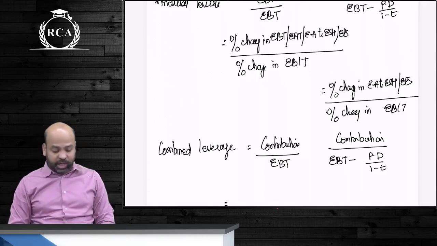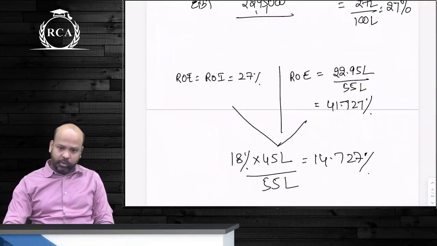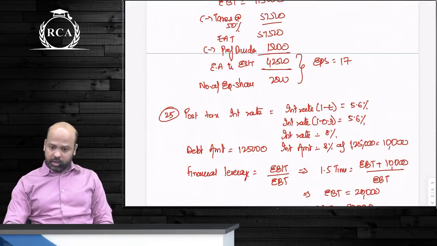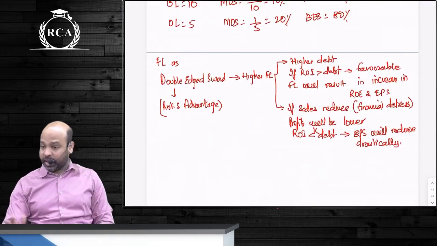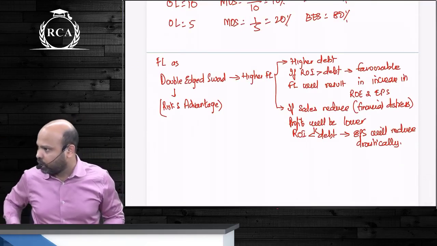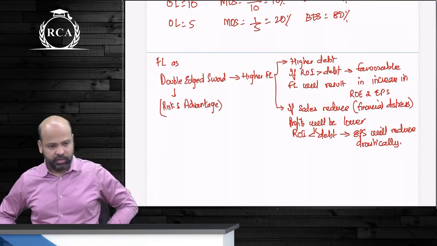The other aspect that we did was financial leverage as a double-edged sword. In a double-edged sword, I said that you're supposed to talk about both advantage as well as risk. The advantage of financial leverage is that as long as your ROI is greater than cost of debt, incorporating debt will result in a higher amount of EPS, a higher amount of earnings to shareholders.